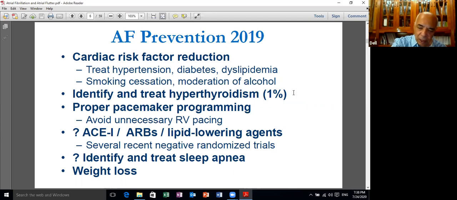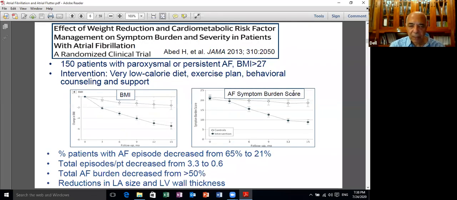And there is an Australian study that was published several years ago. It included 150 overweight patients, by body mass index, with paroxysmal or persistent atrial fibrillation. Half of them underwent a calorie-restricted diet. They lost weight significantly, as you see on the left side of the screen.